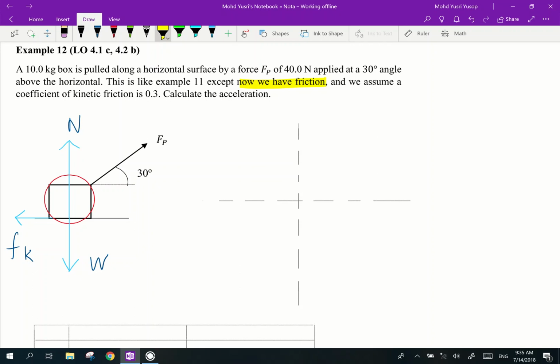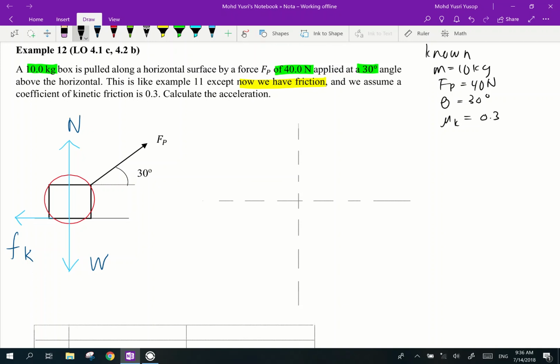The external force is still the same, 40 Newton, at an angle 30 degree. And the box is still 10 kilogram. Apa yang kita tahu dekat sini, okay, selain daripada mass, FP, and theta 30 degree, kita ada satu info lagi yang ini coefficient of kinetic friction, which is 0.03.